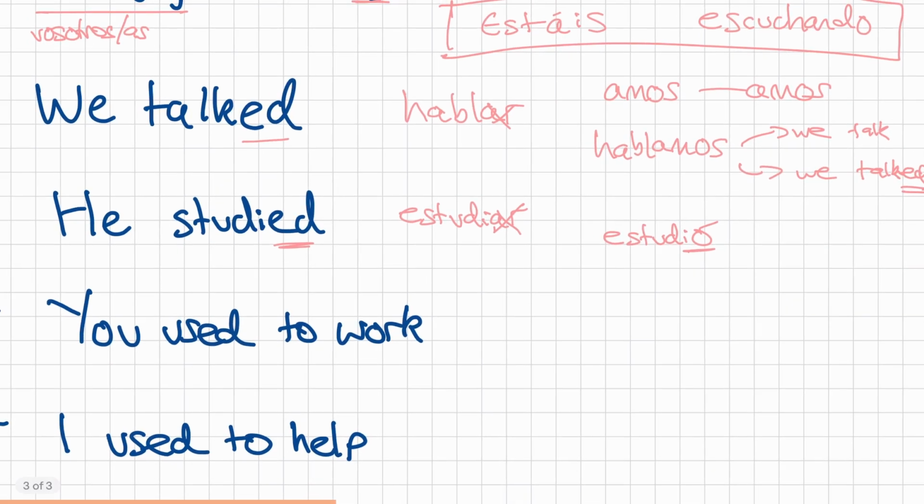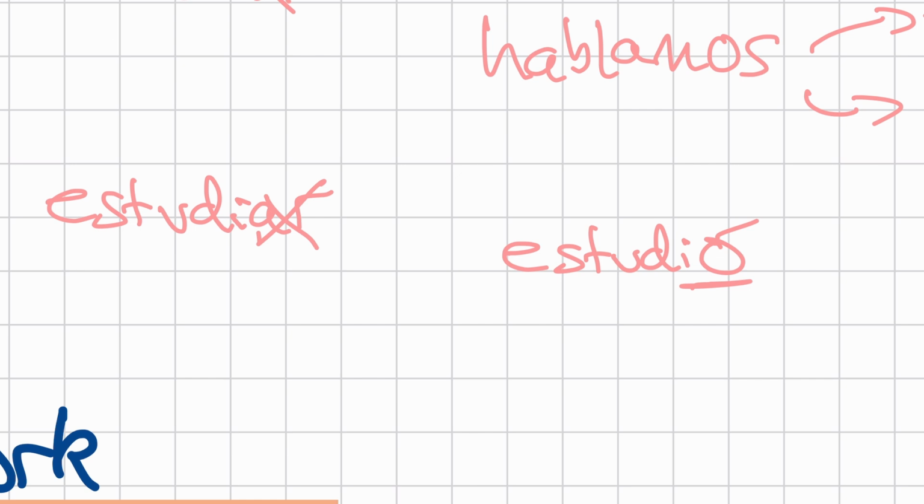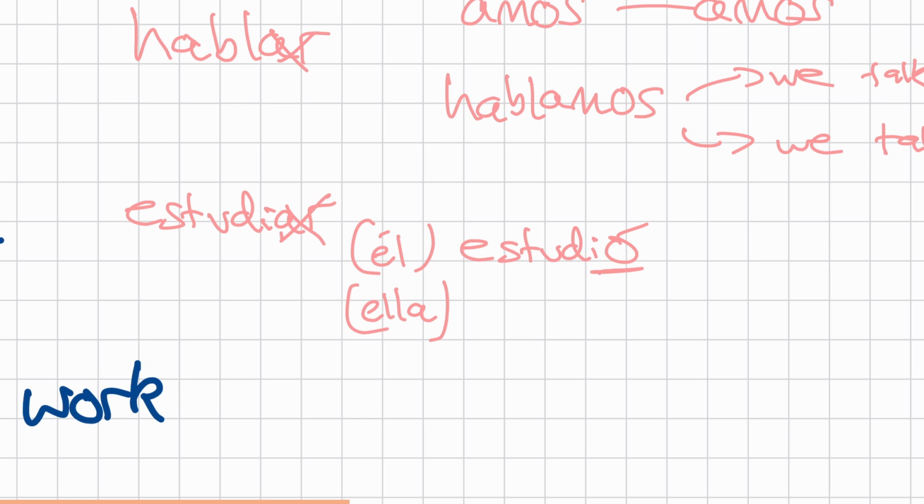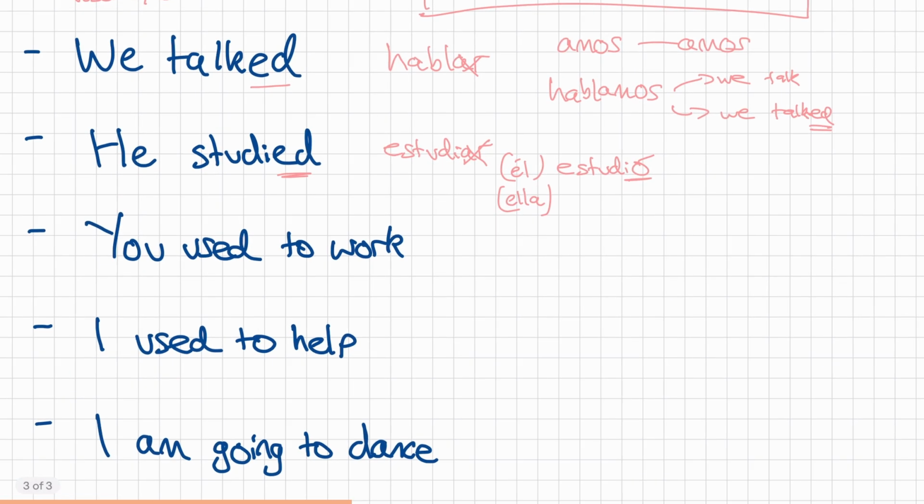In this case, it says he. We could put él at the front of it with the accent on the E. Él estudió specifies it's he. Ella is the pronoun for she. Or we can just say estudió and it's sort of assumed it's either he or she, one of the two.